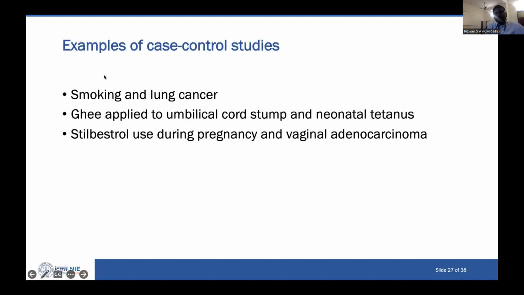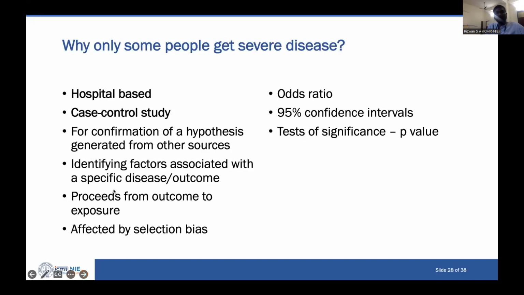Some of the classical examples of case control studies are between smoking and lung cancer, ghee applied to the umbilical cord stump and neonatal tetanus, stilbestrol used during pregnancy and vaginal adenocarcinoma. We will see a few more examples. So some of the research questions that can be answered may sound like this. Why only some people get severe disease? So this can be a hospital-based case control study.